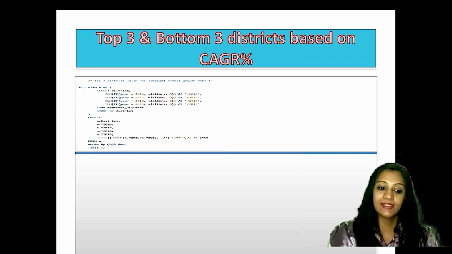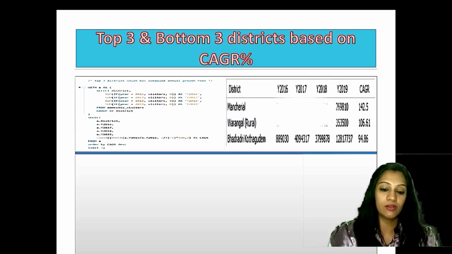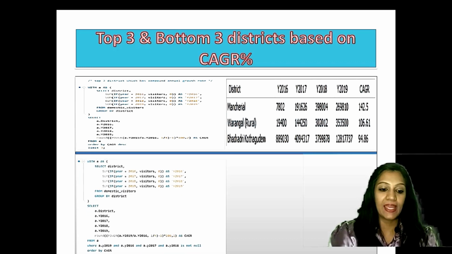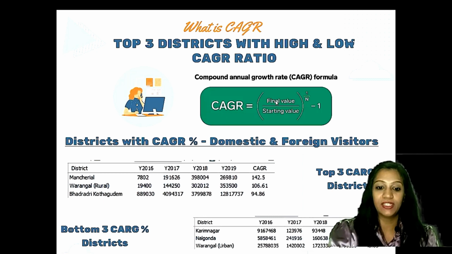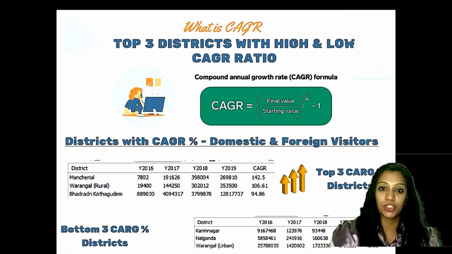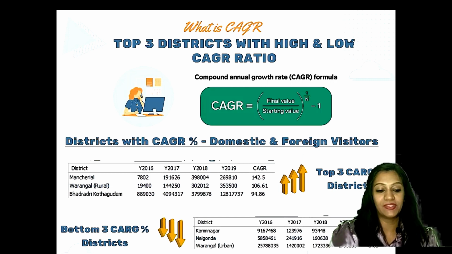Using the SQL formula, I ran the SQL code and got the output for the top 3 and bottom 3 CAGR ratios. As already mentioned, the CAGR formula is the final value divided by the starting value, to the power of 1 by n, minus 1. And these are the top 3 districts which have a high CAGR ratio, and these are the bottom 3 which have a very low growth ratio.